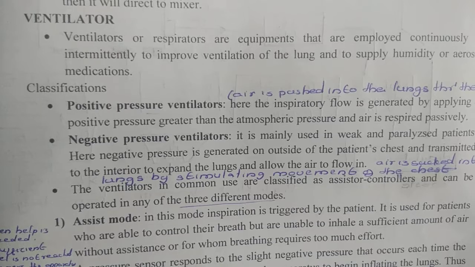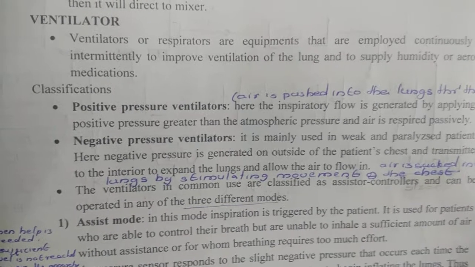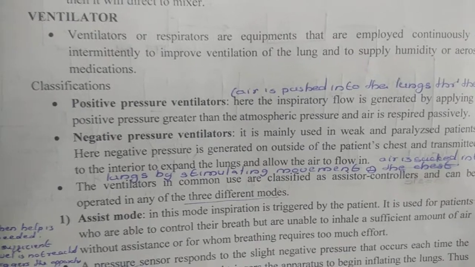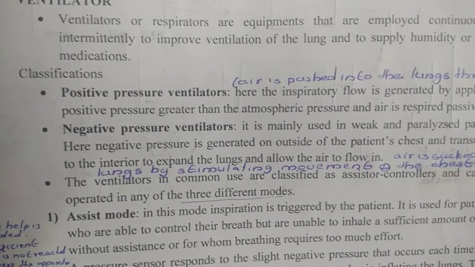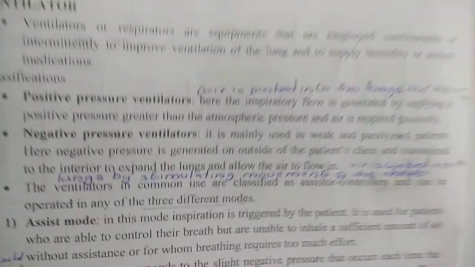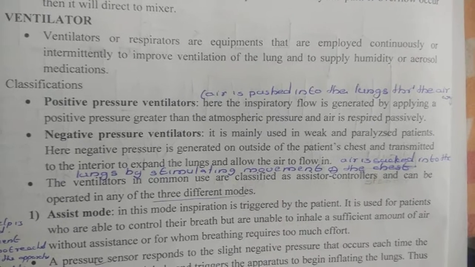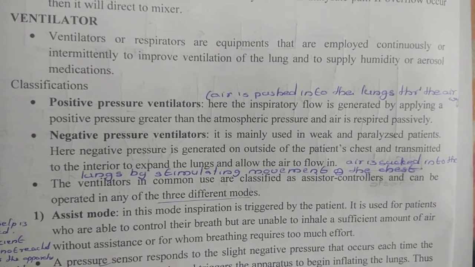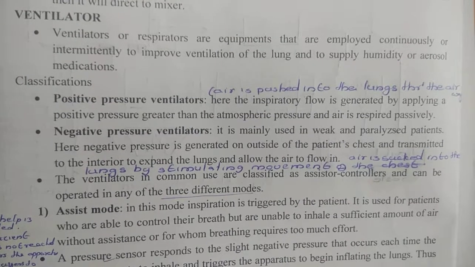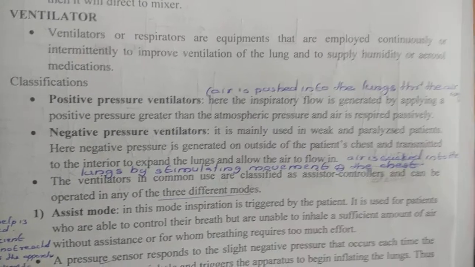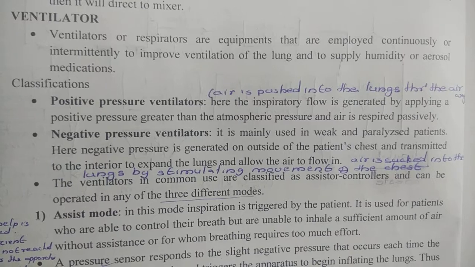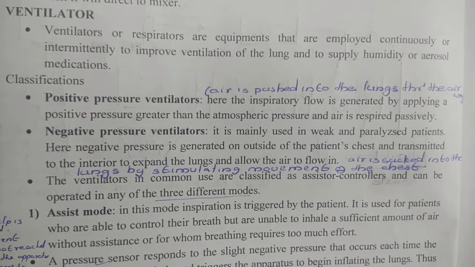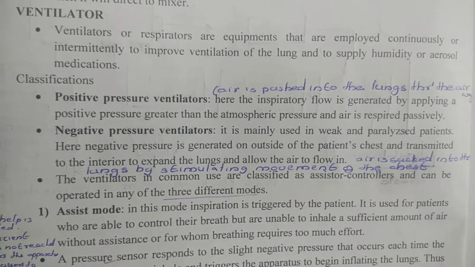That is, it can be done either intermittently or throughout the process of breathing. It is divided into two types: positive pressure ventilator or negative pressure ventilator. In positive pressure ventilator, the air is pushed into the lungs through the airway. Here, the inspiratory flow is generated by applying a positive pressure greater than the atmospheric pressure, and air is respirated passively.